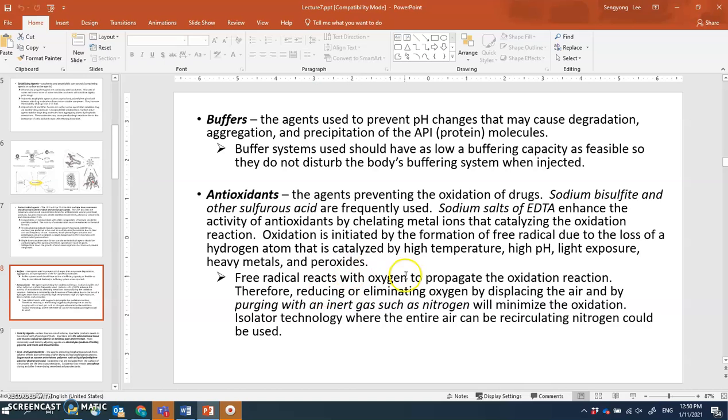Now, oxygen could be the source of oxidation again. If your API is really susceptible to oxidation, you may have to remove oxygen from your primary container. You have to displace oxygen in your container and maybe fill it with an inert gas like nitrogen. That's how you can prevent oxidation. With isolator technology, the filling machine isolator is a sealed environment, so you can fill nitrogen during vial filling. That's possible.